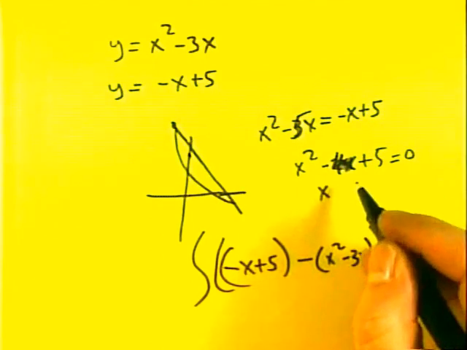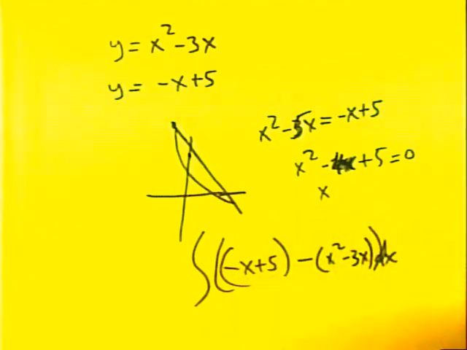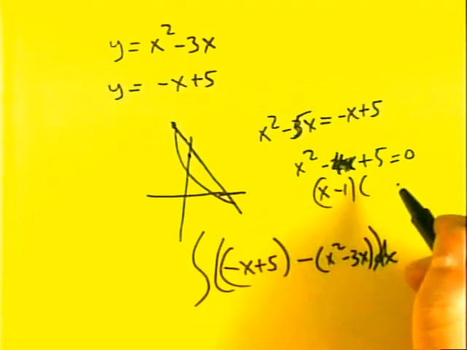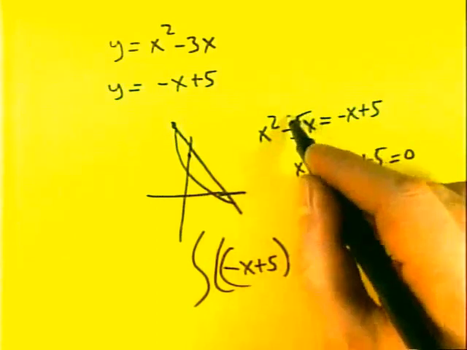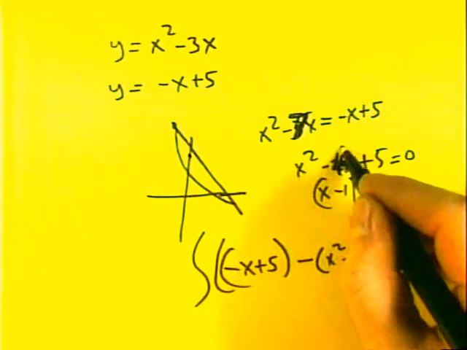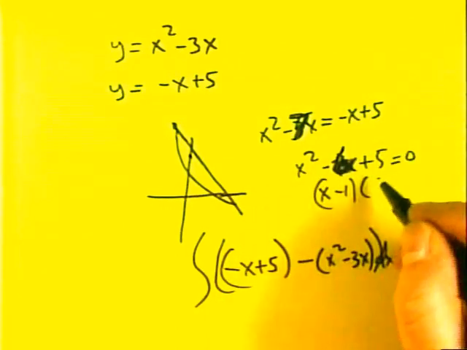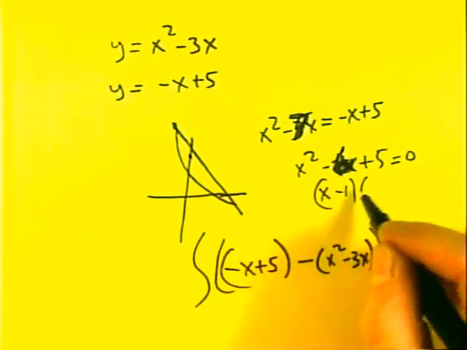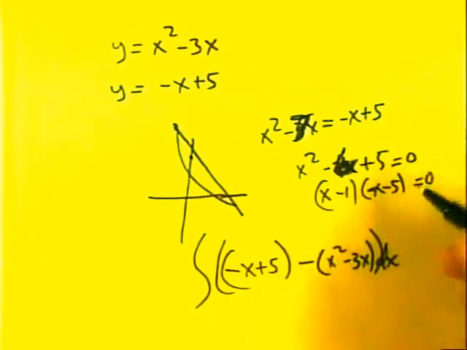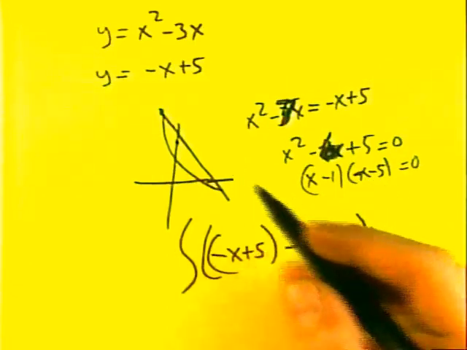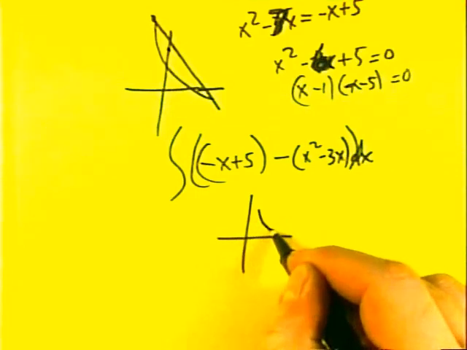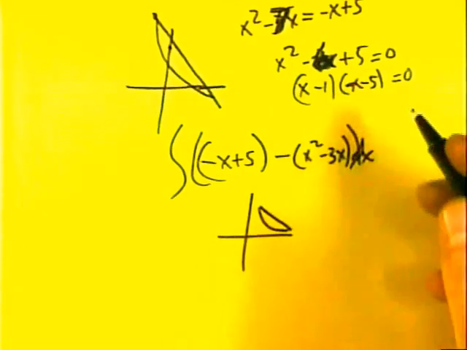It should be x minus 1 and x minus 5, right? Okay, yeah. Therefore, they would meet at 1 and 5. So the real curve looks like this. So they meet at 1 and 5.